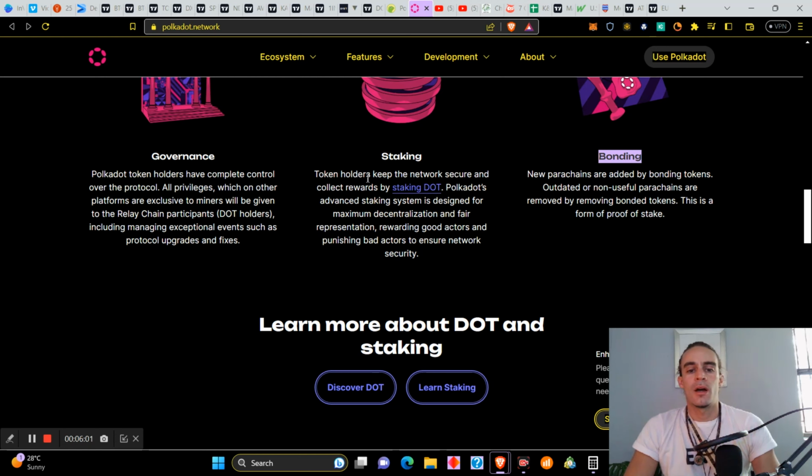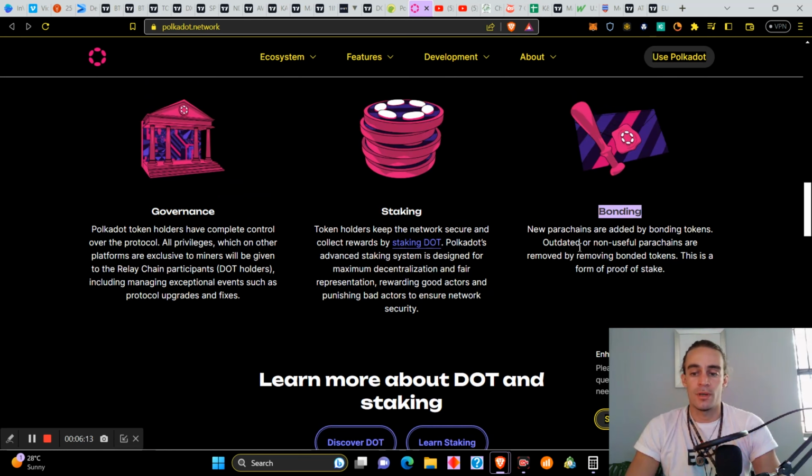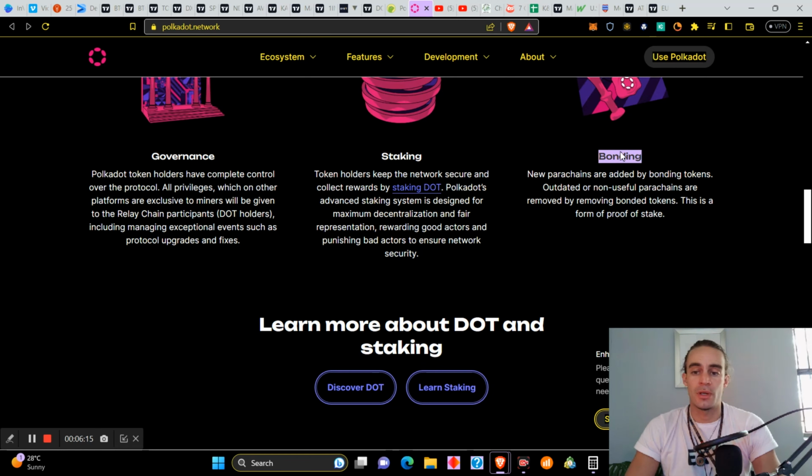Staking: holders, to keep the network secure and collect rewards, stake DOT. Polkadot's advanced staking system is designed for maximum decentralization and fair representation, rewarding good actors and punishing bad actors to ensure network security. Bonding: new parachains are added by bonding tokens. Outdated or non-useful parachains are removed by removing bonded tokens. This is a form of proof of stake.